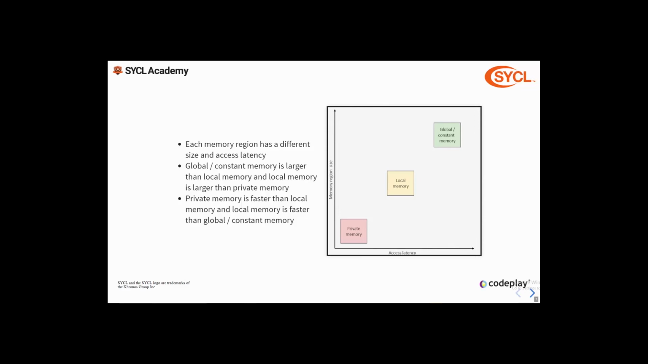Each memory region, private, local, and global, has a different size and access latency. Private memory is the smallest, with local memory being larger and global memory being much larger still. And with global memory being the slowest to access, as it's often accessed across an off-chip connection, and local memory generally being quite a bit faster, as it's usually on-chip, and private memory being faster still.